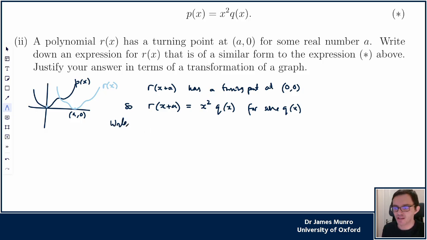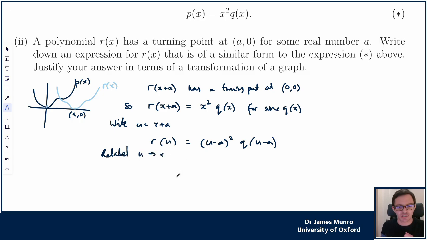I think I want to write u equal to x plus a, so I'll get r of u on the left hand side, and I'll get u minus a squared, q of u minus a on the right, doing this kind of change of variables. And then I'll relabel. I'll switch my u to x. So this is not a translation or a substitution. I'm just changing which variable I talk about to make it more clear what I'm talking about.